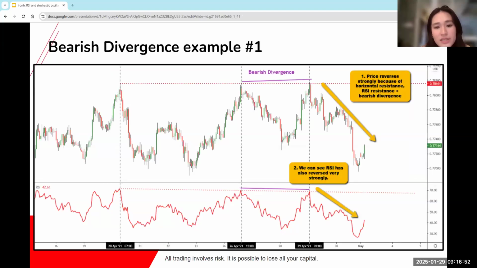Okay, so ultimately this is what happened. Price reverses strongly because of the horizontal resistance, also the RSI resistance, plus a bearish divergence as well. And we can see RSI has also reversed very strongly.